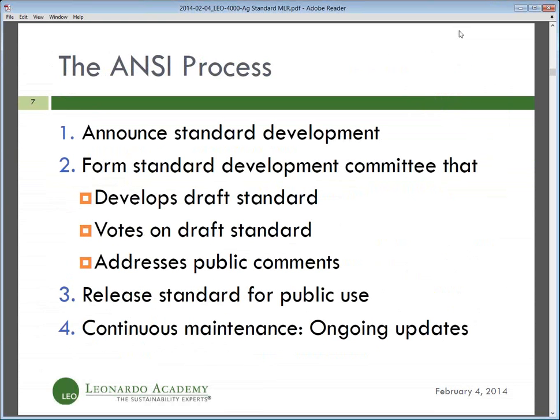Here's a short summary of the ANSI process. First, the standard is announced. It's announced that a process is going to start for developing a standard. And then a standard development committee is formed. The Standard Development Committee develops a draft standard, votes on the draft standard, and addresses public comments. Then the standard is released for public use, and then it goes into a continuous maintenance process with ongoing updates to address issues as they're identified.